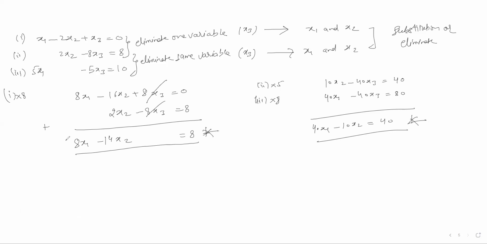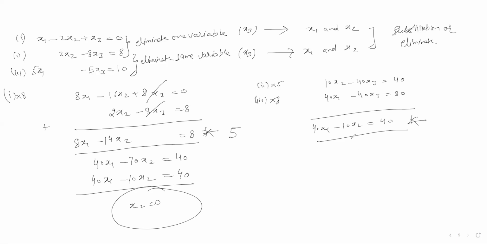Now again, you can multiply this equation by 5. If I multiply this by 5, I will get 40x1 minus 70x2 is equal to 40. And the second equation I can write as it is: 40x1 minus 10x2 is equal to 40, right? If I subtract these two equations, I will get the x2 value as 0 only. I can substitute x2 as 0 here, so x1 I will get 1. Now x1 is 1, x2 is 0.